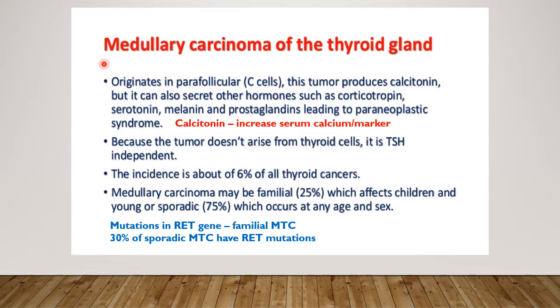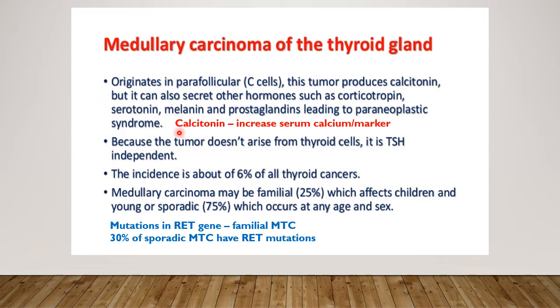The fourth category is the medullary carcinoma of the thyroid. This carcinoma originates in the parafollicular cells, and this tumor produces calcitonin. As you all know, the C cells produce calcitonin. But it can also secrete other hormones such as corticotrophin, serotonin, melanin, and prostaglandins. It is one of the tumors that contributes to paraneoplastic syndrome with the production of ectopic hormones.